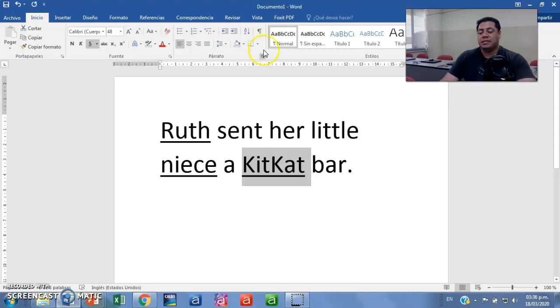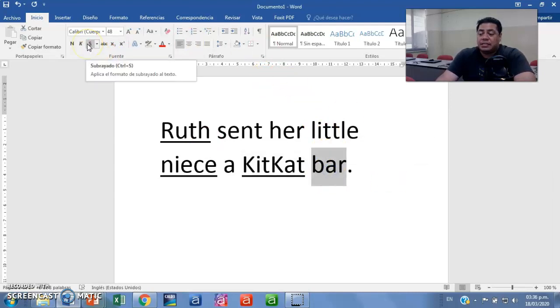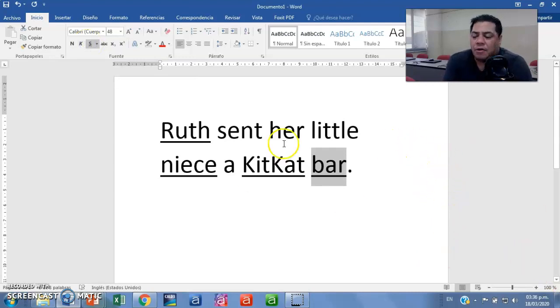Now, Kit Kat, it's a noun. You have maybe eaten Kit Kat chocolates. And bar is also a noun. Now, to identify the role of Ruth, I can simply say who did the action, who sent something. Ruth did. So I know that Ruth is the subject of this sentence. Sent her little niece a Kit Kat bar. Now, here we have the verb send.